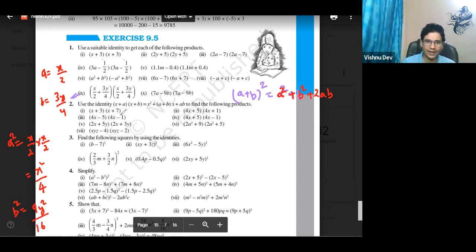So I can directly write like this: x square by 4 plus 9y square by 16 plus 2 into x by 2 into 3y by 4. Right? So 2 and 2 cancel. Did everyone understand? Tell me. Got this? Yes, sir. Okay. Any other doubt in question number 1? 9.5 question number 1.